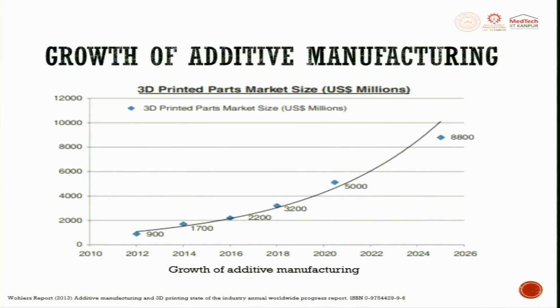So, growth of additive manufacturing systems, if you see this graph given by Wohlers, the growth of additive manufacturing has gone from 2012 to 2026 and it is around tenfold of the growth.